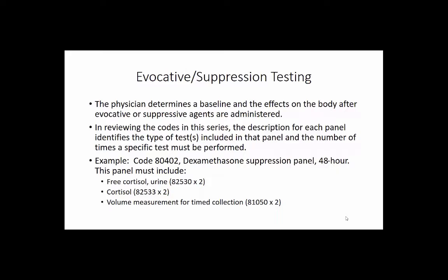The description for each panel identifies the type of test included in that panel and the number of times a specific test must be performed. For example, in dexamethasone suppression, it's within 48 hours. This panel would include measurement of free cortisol in the urine twice, measurement of cortisol twice, and the volume measurement for timed collection twice. So it's very detailed as to what has to happen in order for that test to be completed.